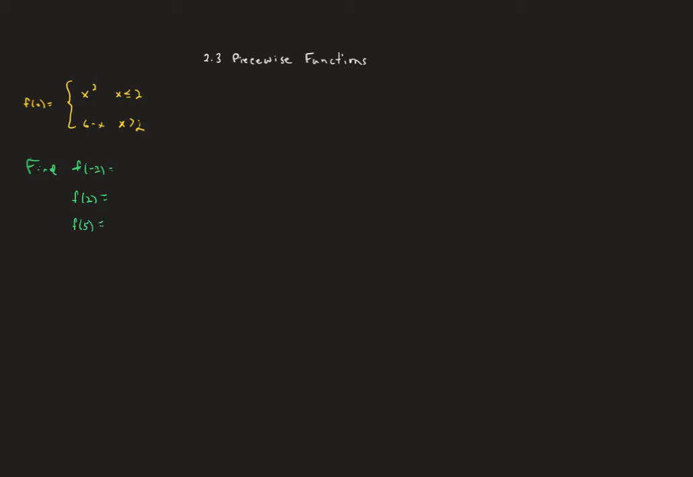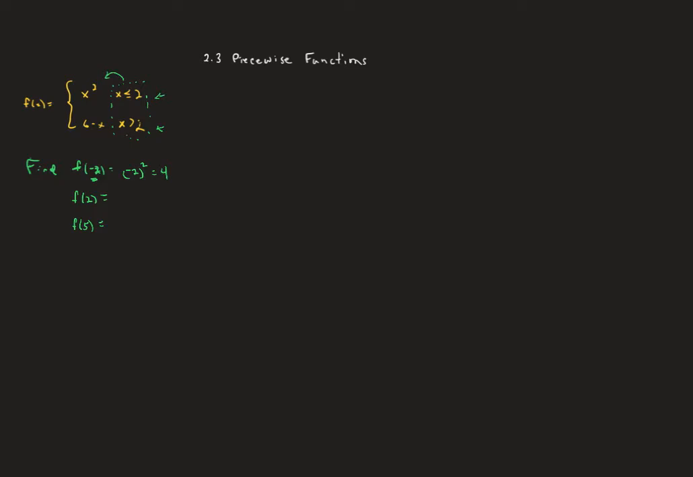So in our piecewise function, we need to know, where does this x value negative 2 put us? These are the parts that determine which branch of the function we're going to go to. Since negative 2 is less than or equal to 2, that's going to put us into the x squared part. And so that means we're going to take negative 2 squared, which is positive 4. So f of negative 2 is positive 4. We do not plug it into the 6 minus x part.